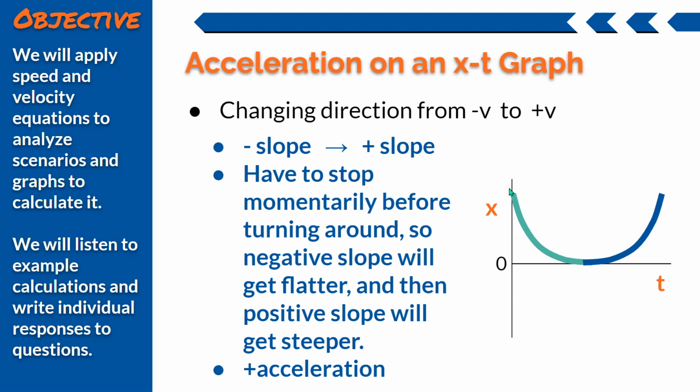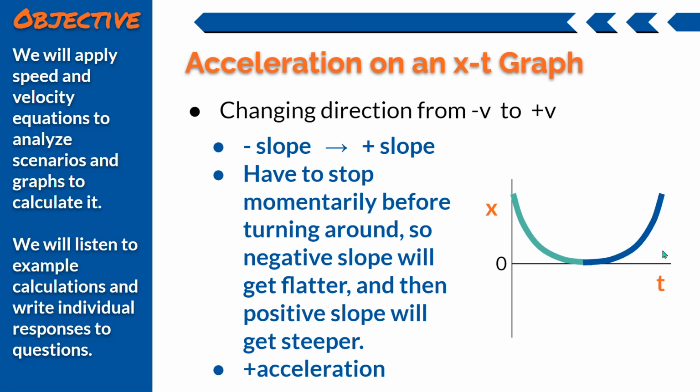And am I speeding up or slowing down for the green part? Slowing down. If I'm slowing down, I know that my acceleration has to be opposite my velocity. So if my velocity is negative, which you just told me it is, I'm moving backwards, then my acceleration here has to be positive. On this side, I am moving forward, and I'm speeding up. If I'm speeding up, my signs have to be the same. They're working together. So if I have a positive velocity, I must also have a positive acceleration.